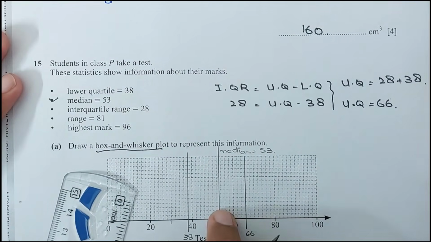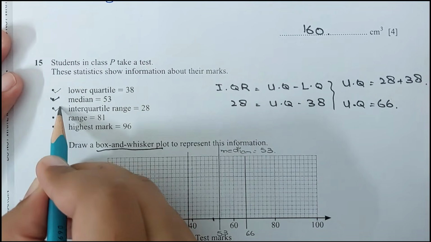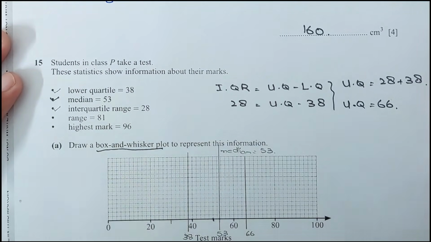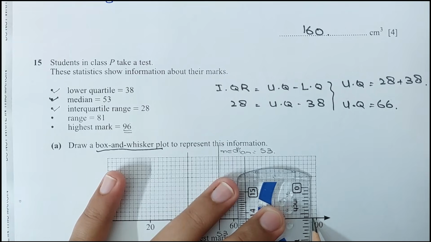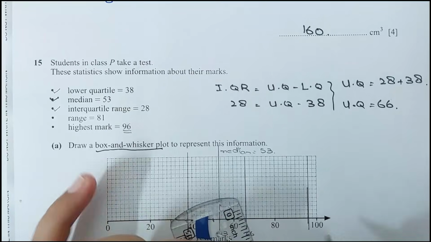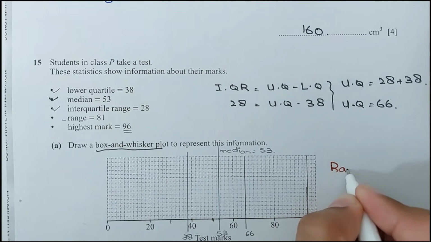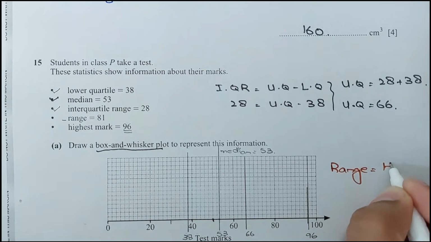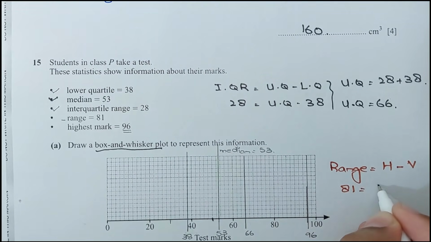Okay. The median, the lower quartile, the upper quartile, the interquartile range, and the highest marks. Highest marks is 96. This is 100 and we have 98. This is 96. 96 is the highest marks and we have given the range. So range is basically the difference between the higher and the lower. Subtract the lower. Range we have is 81. The highest number is 96.